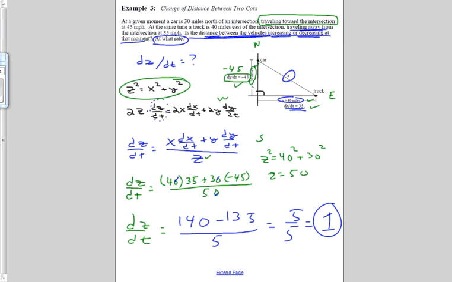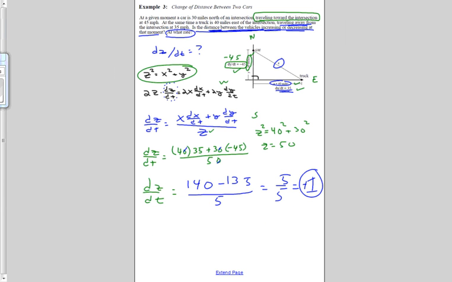So what does that mean? Well, it's a positive value. So because it's a positive value, the distance is increasing at a rate of 1, and what are the units? Mile per hour at that moment.